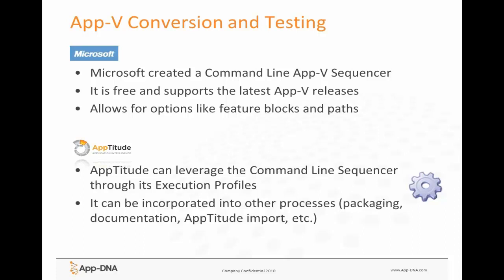Aptitude can leverage that CLI, and we can do that through the use of what we call execution profiles. It can also be incorporated into other processes like packaging, generation of those installation guides I was talking about, as well as Aptitude imports. So there's a huge amount of configuration you can put around Aptitude to really maximize the automation. Not just with App-V, but with any technology that can be run from a command line and hands-free, you can automate. That includes packaging.